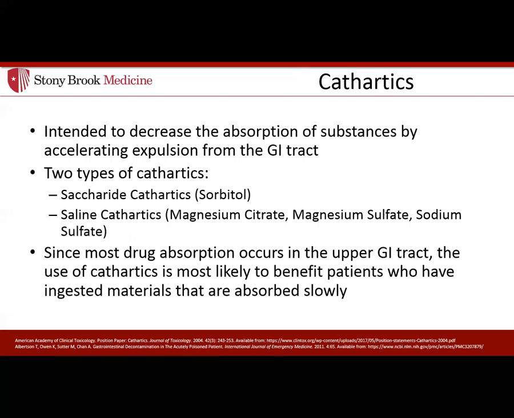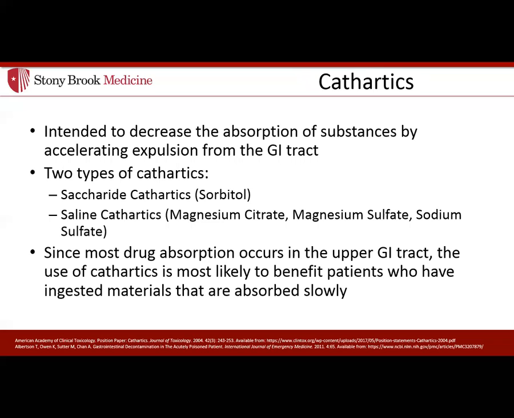So next we have cathartics. Cathartics are another method of gastrointestinal decontamination, and they are intended to decrease the absorption of substances by accelerating expulsion from the GI tract. There are two general types of osmotic cathartics that are used in poisoned patients. We have saccharide cathartics like sorbitol, and saline cathartics such as mag citrate, mag sulfate, and sodium sulfate.